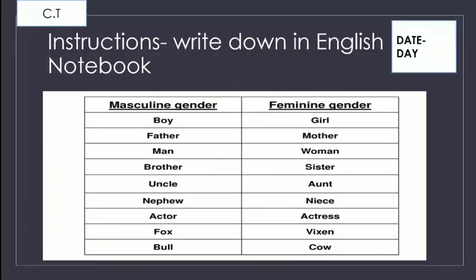Here are some more worksheets. Instructions. Write down in English notebook. So here are some examples that you need to note down about the masculine and feminine gender. So masculine gender, boy, and the feminine gender is girl. Father, mother. Man, woman. Brother, sister. Uncle, aunt. Nephew, niece. Actor, actress. Fox, vixen. Bull, and cow.